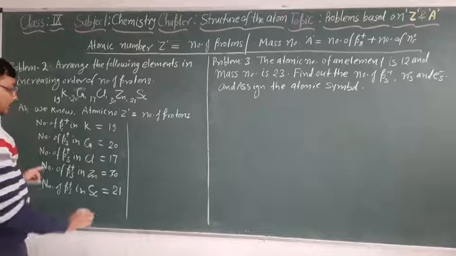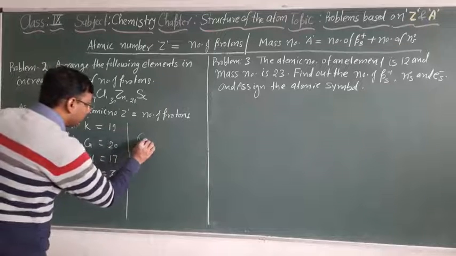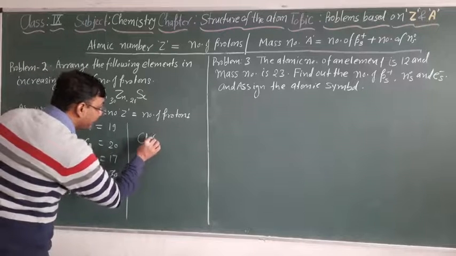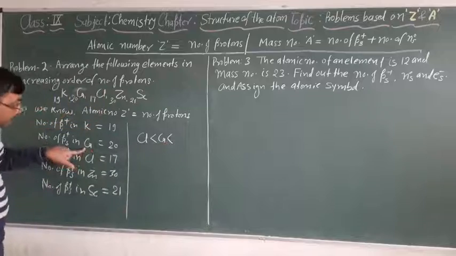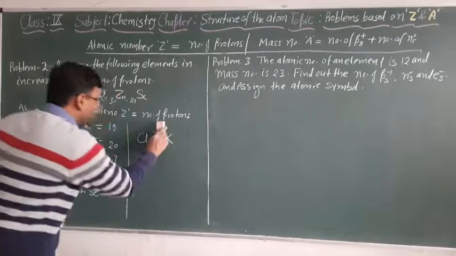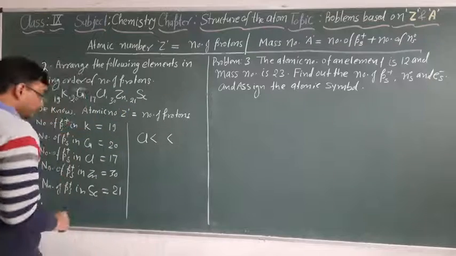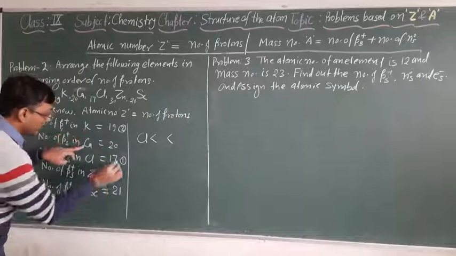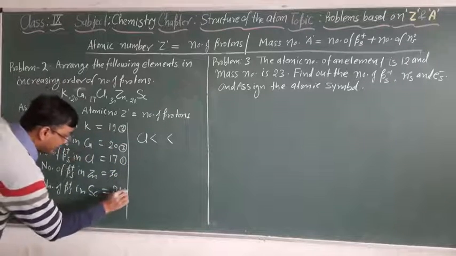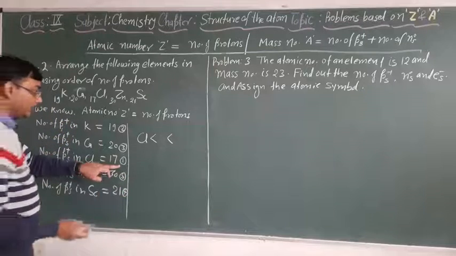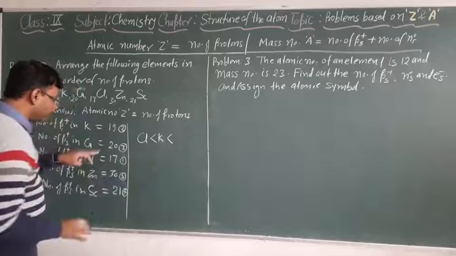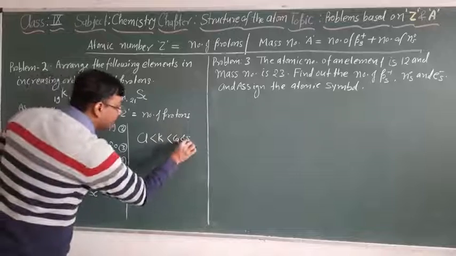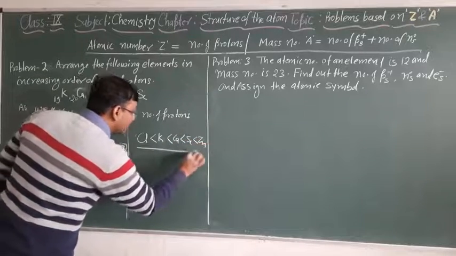So which element will come first? Chlorine. Then after chlorine, potassium, 19. See, number 1, number 2, number 3, number 4 and number 5. So 1 chlorine, then potassium, number 3 calcium, after calcium scandium and then zinc. So this is the increasing order of protons, clear?